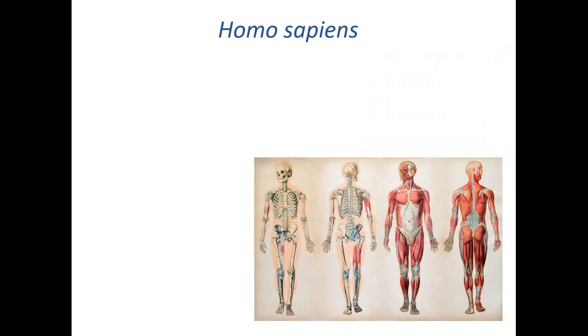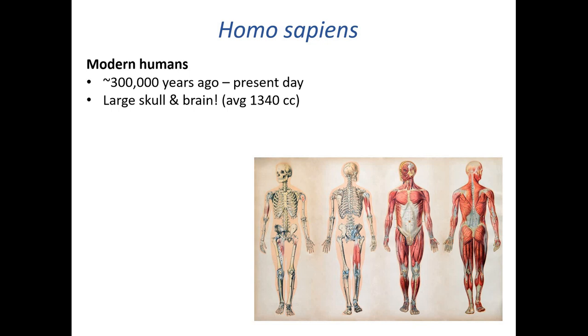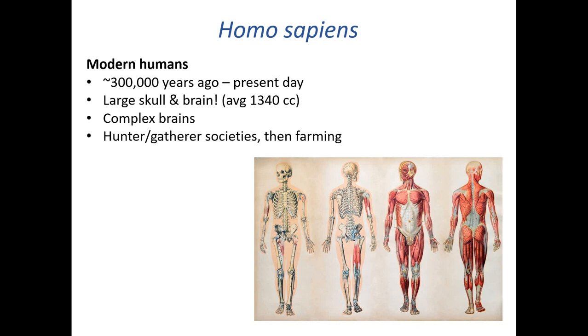Okay, so then we arrive at Homo sapiens, of course, modern humans. Homo sapiens have been on Earth from around 300,000 years ago to present day, it's thought. We, of course, have a large skull and brain with an average brain size of around 1,300 cubic centimeters. Our brains are very complex compared to other hominin species. And so early Homo sapiens adopted this hunter-gatherer lifestyle. And later on, we started some other lifestyles like farming, and then formed more complex societies.